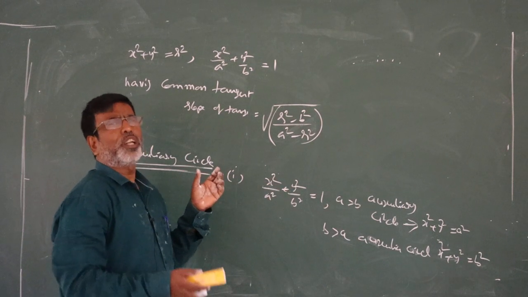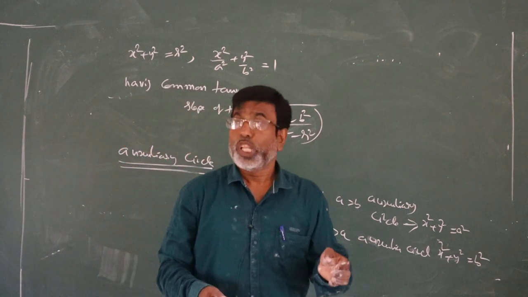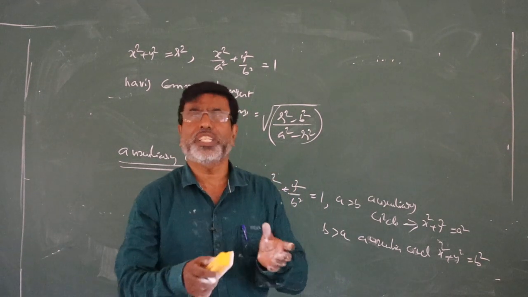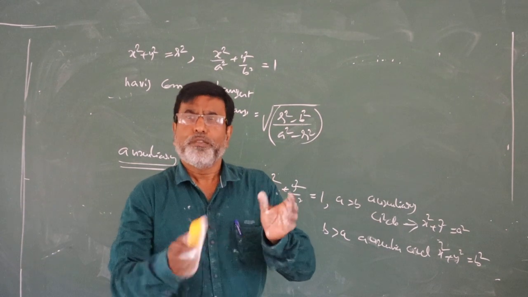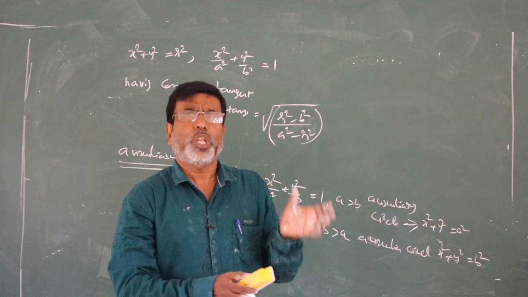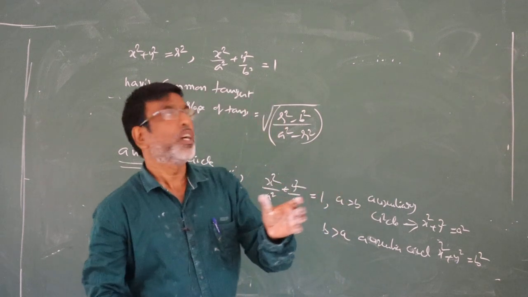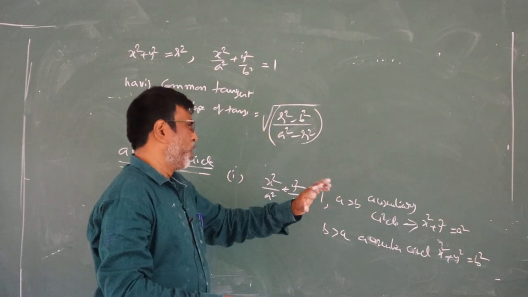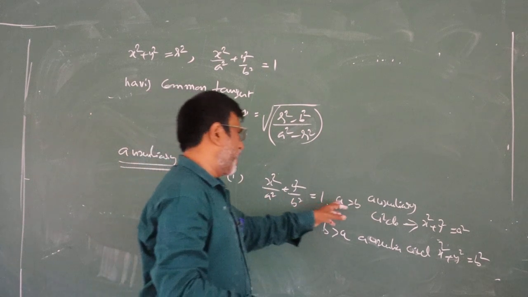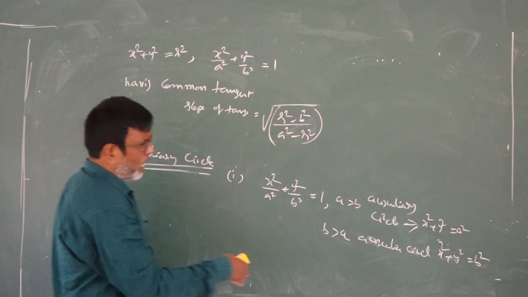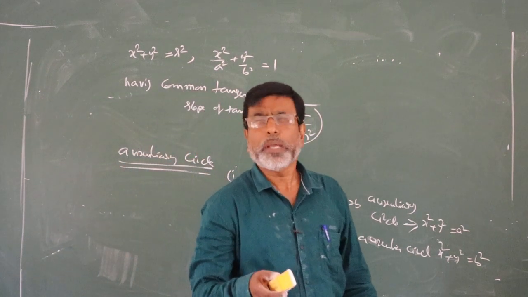The auxiliary circle definition is like this: the locus of the foot of the perpendicular from the focus onto any tangent is said to be the auxiliary circle. So that is the equation of the auxiliary circle. A greater than b, x square plus y square equal to a square. b greater than a, x square plus y square equal to b square.